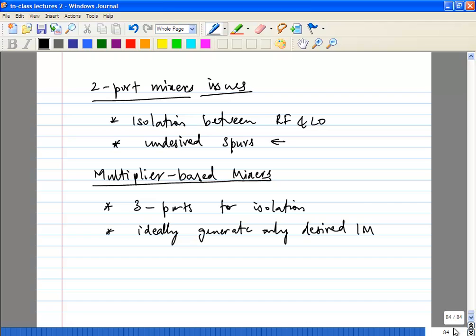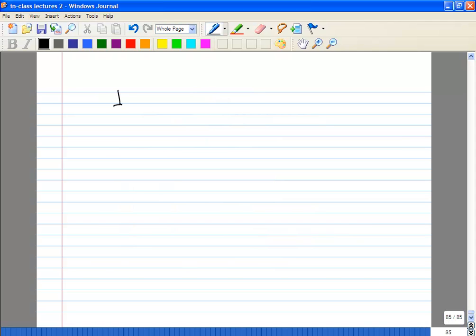Okay, so let's look at the simplest multiplier based mixer. These are often called Gilbert cell mixers. You will hear them using Gilbert multipliers, because Barry Gilbert invented this topology for analog multiplication a long time ago, like 40 years ago. Okay, let's take the simplest case.